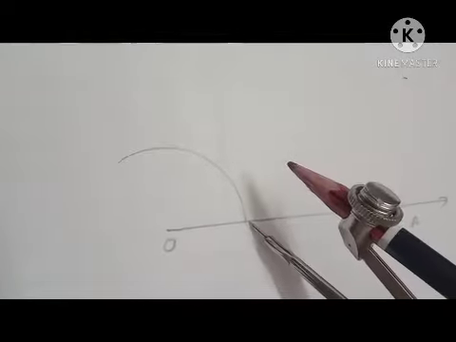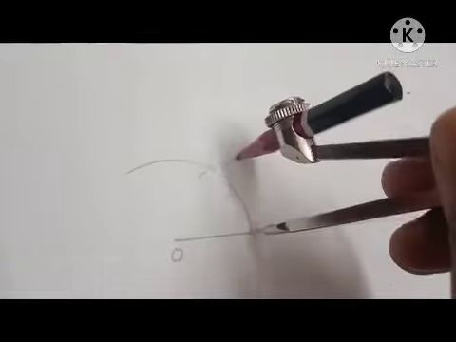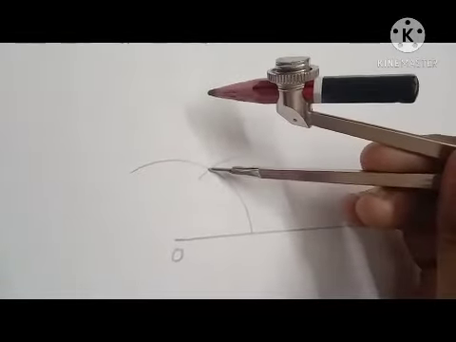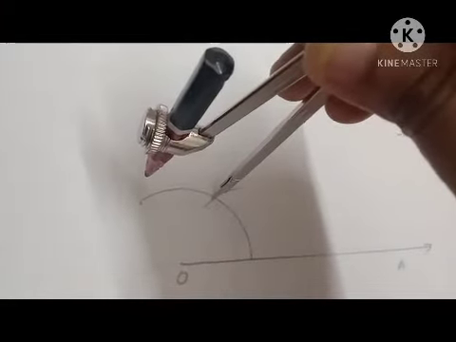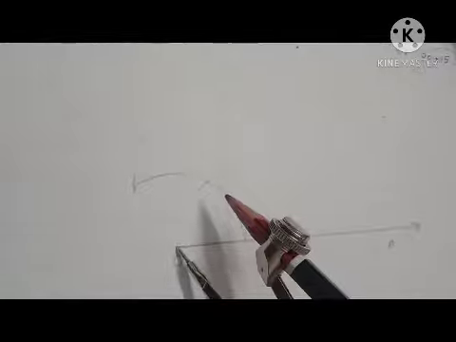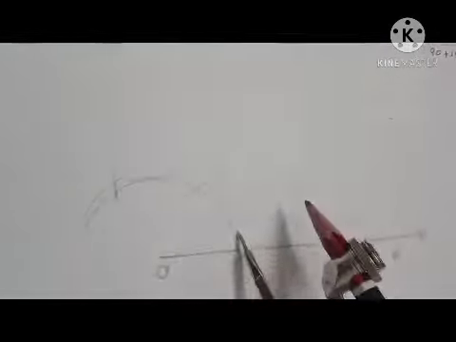With the same measure, I will draw the arc from here to here. Then one more 60 degree I want to get, so one more arc we have to draw. If it is not intersecting, then we can extend this. Okay, so this is 60 degree. This 60 degree I need to get.